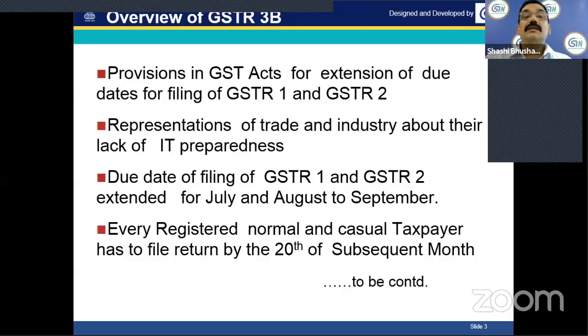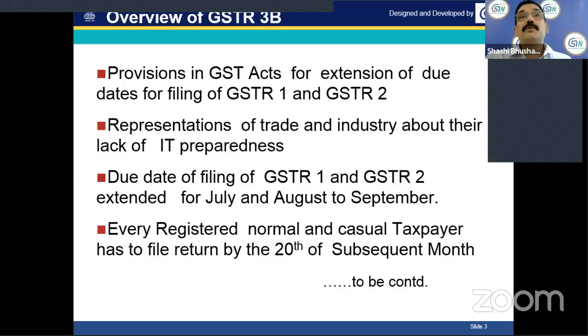However, when the GST rollout happened in July, there were representations from trade and industry that it is a new regime and the rules have been finalized late. So their IT preparedness is not up to the mark, and that they can file a detailed GSTR 1 and 2. And considering these representations, government decided to extend the date of filing of GSTR 1 and 2 to September.